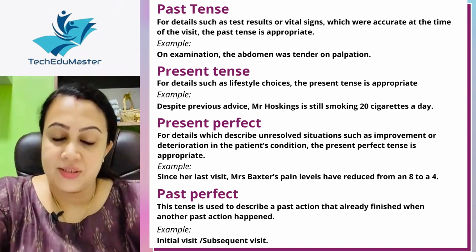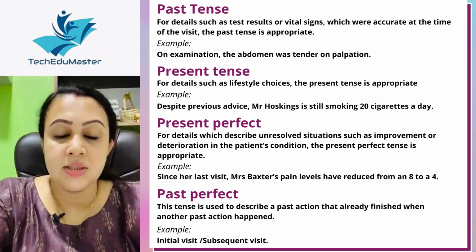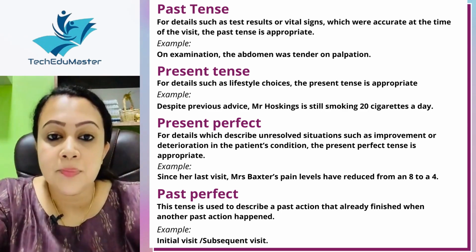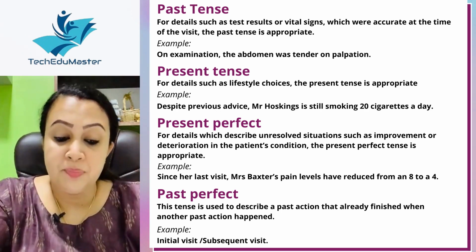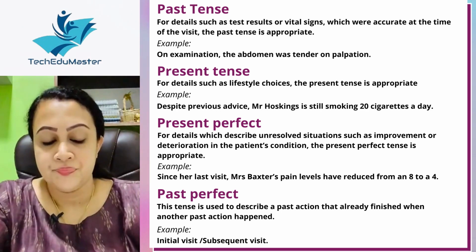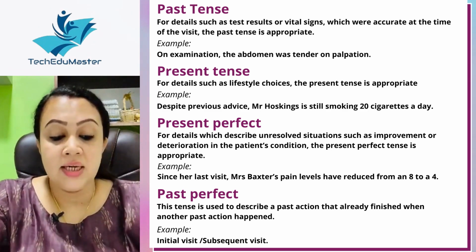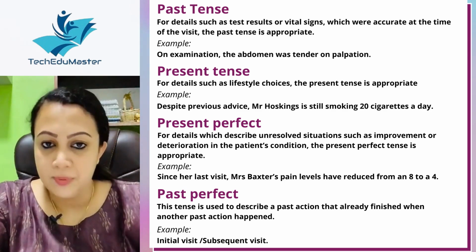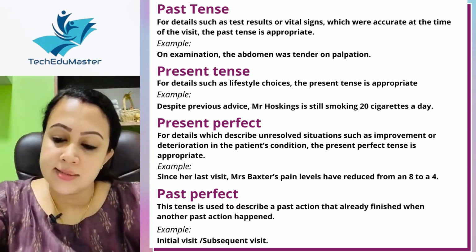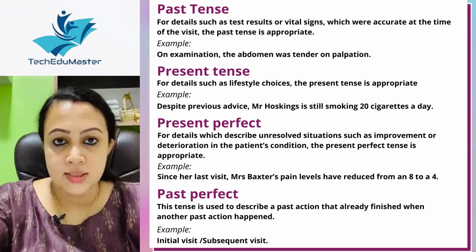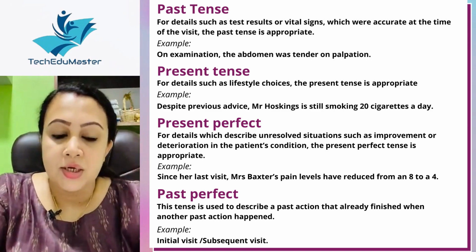Another type of tense is the past perfect tense. When to use it? This tense is used to describe a past action that had already finished when another past action happened, or to describe an event that happened before a particular time in the past. Or else it can be used to describe an event that happened before the previous visit of the patient. For example, the patient has some visits: first visit, second visit, third visit, fourth visit, and today's visit. These are the visits that the patient has.